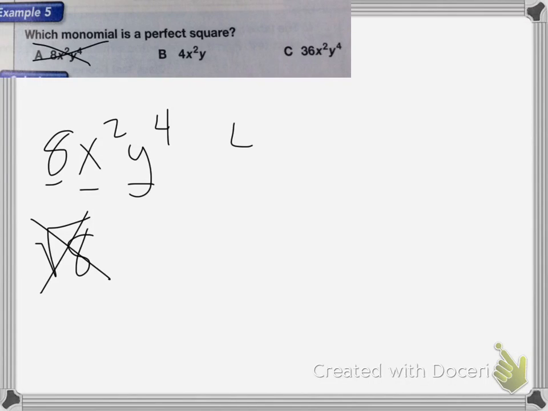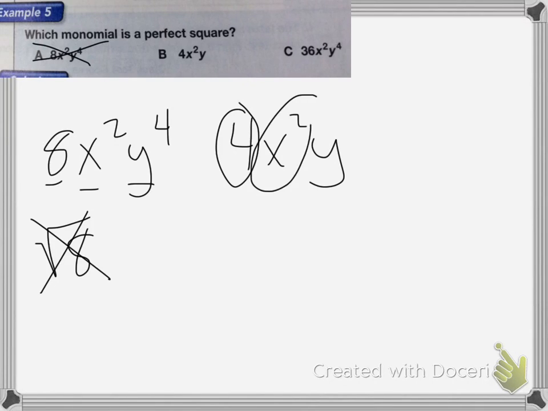Let's look at the next one. So 4x squared y. Well, 4 is a perfect square, so that's good. X squared is a perfect square. That's good. But y is not a perfect square. So it cannot be b.